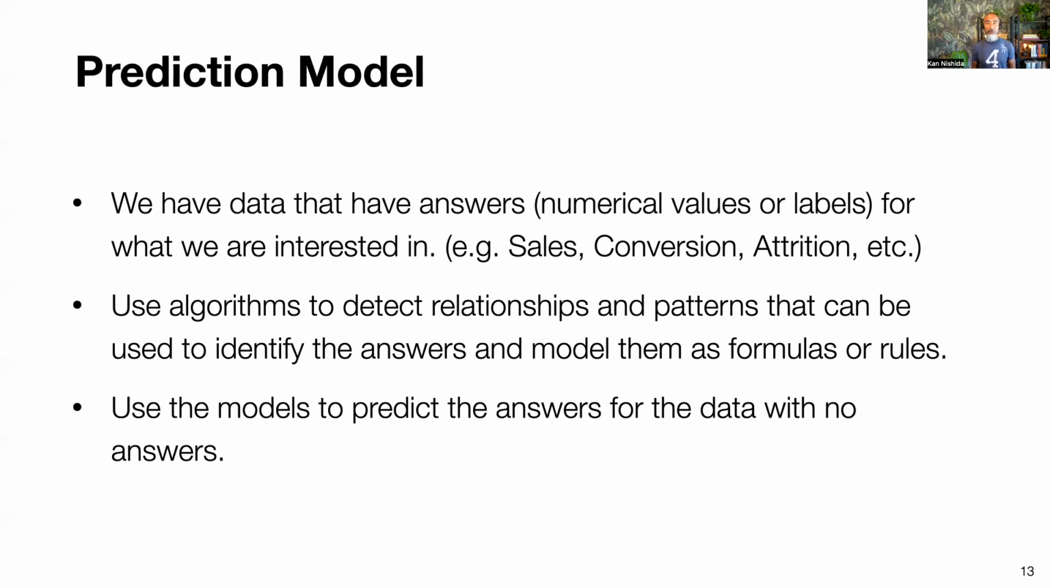Then we use machine learning algorithms to detect the relationships or patterns in the data that can be used to identify the answers, and then model them as formulas or rules. For the statistical learning model it's a formula, and for the machine learning model it's rules, but that's too much detail. Whatever it could be, the important part is to have the computer dig into the data, find the patterns, and then define that as some kind of thing. It's called a model, but underlying it can be formulas or rules.